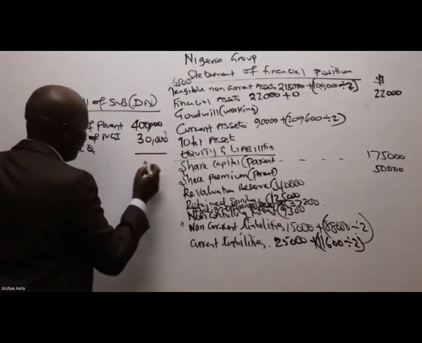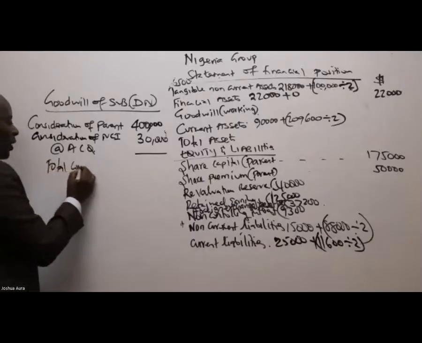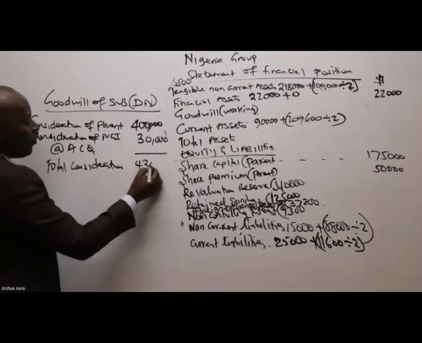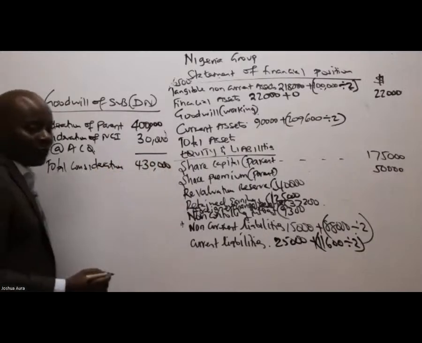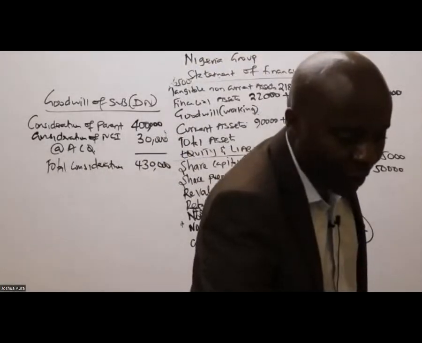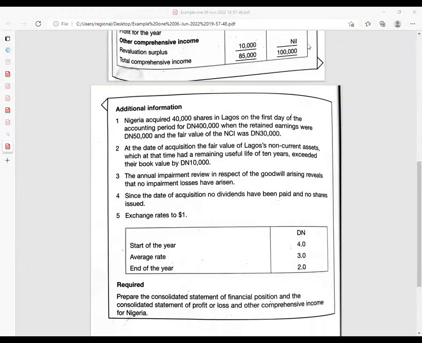So give us here the total consideration. So that will be 430,000. Is it for 30 or was it 30 or 50? Let me check again. Yeah, it's 30, yes. It is 30, thank you very much.